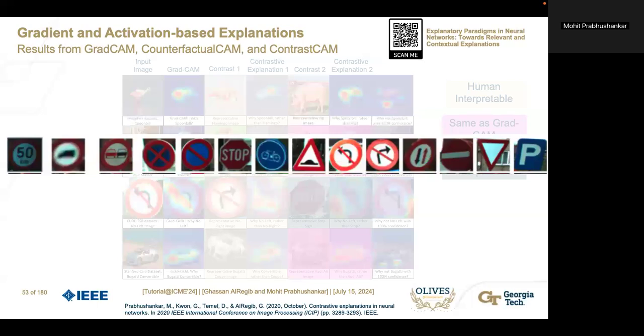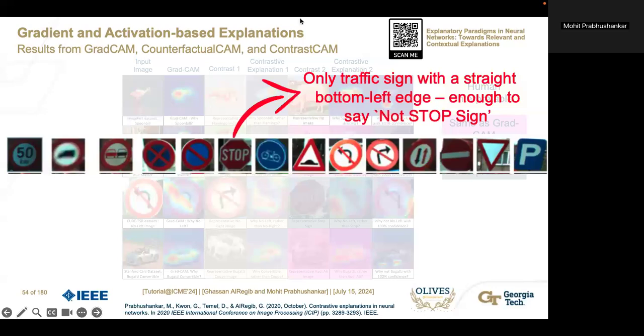Now, let's try to understand this particular data set. The data set was trained on these kinds of traffic signs. There are a large number of traffic signs. In this case, I think it's about 14 different traffic signs that were used. What you notice very quickly is that the stop sign is the only one which has this octagonal structure. And the bottom left corner of the stop sign has this edge function that is not there across any of the other images.